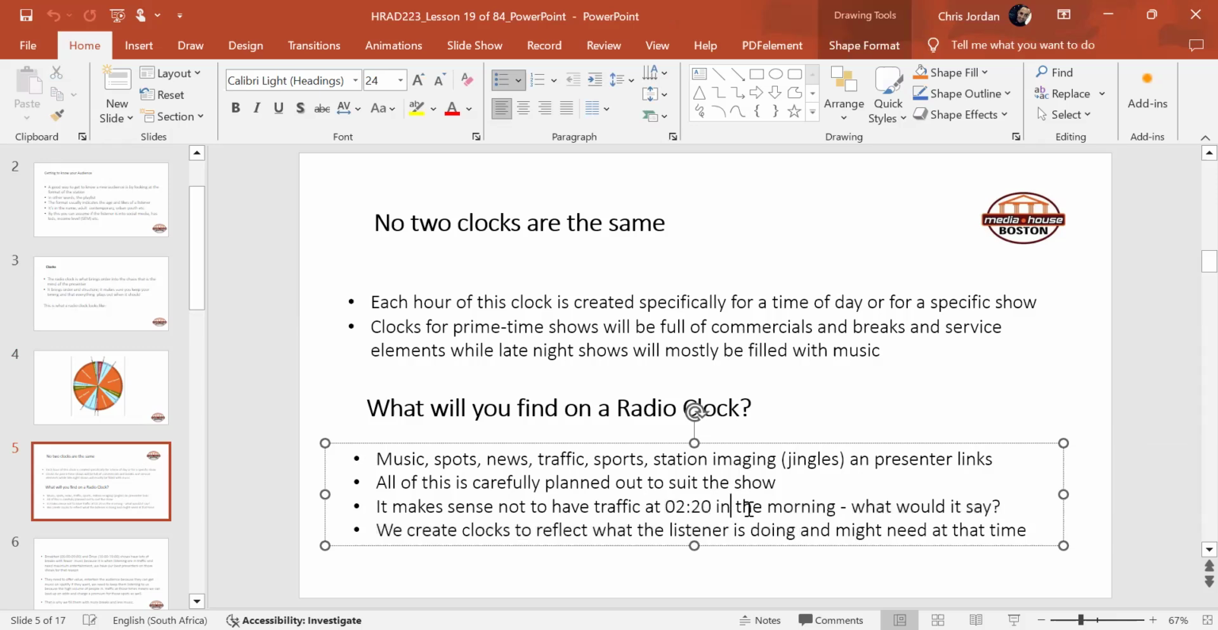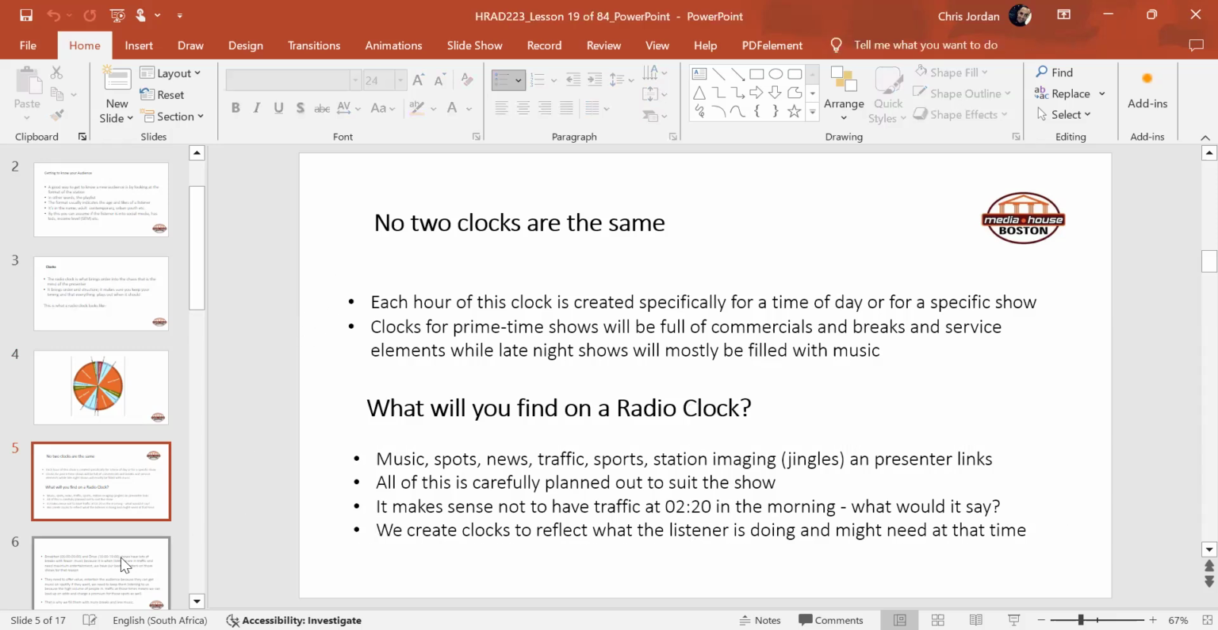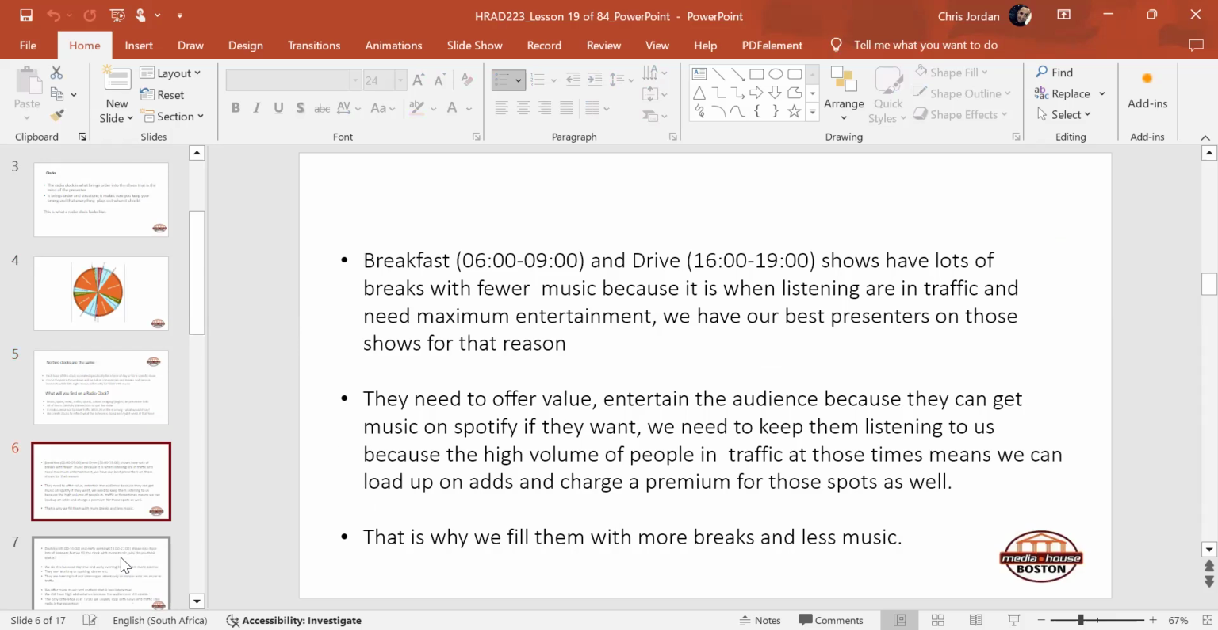Some traffic throughout the day, during lunch and brunch, and definitely in drive, because again of the listeners' life, right? Their lifestyle. So we create clocks to reflect what the listener is doing and might need at that particular time. Again, as I just said, what do they demand in terms of their particular lifestyle demands? So the breakfast that we normally expect between 6 and 9, some of them start at 5, some of them end at 10, and so on and so forth. But the breakfast generally at that time, and the drive 4 to 7 o'clock, again, could also start at 3, end at 6, maybe, right?